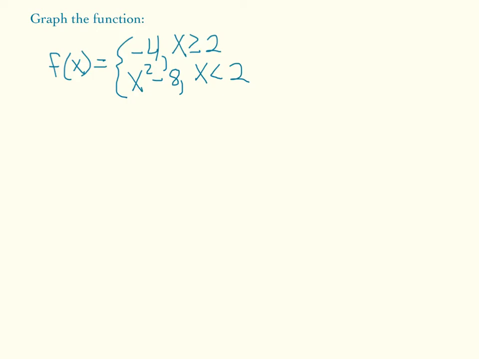All right, here's another example. We're going to graph the function f of x equals -4 for all x greater than or equal to 2, and x squared minus 8 for all x less than 2. So for all the x greater than or equal to 2, we're just going to have y equals -4, a horizontal line. And then for all the x less than 2, we're going to have y equals x squared minus 8, which we know from the other day, talking about transformations, is a parabola with the vertex shifted down 8 units. But we're only going to show the part of that parabola that exists for all the x values less than 2. So it should look something like this.